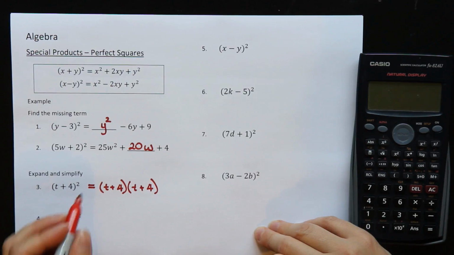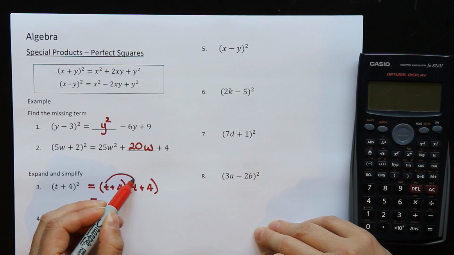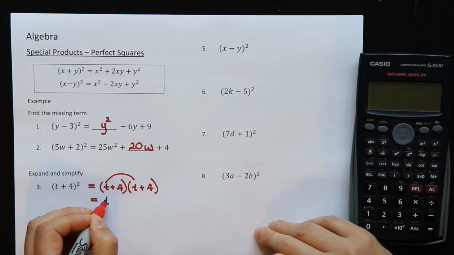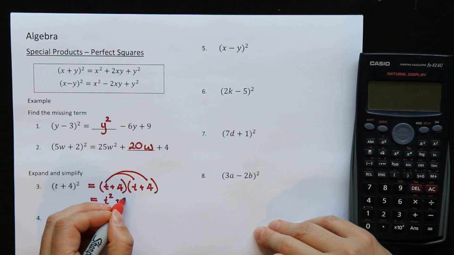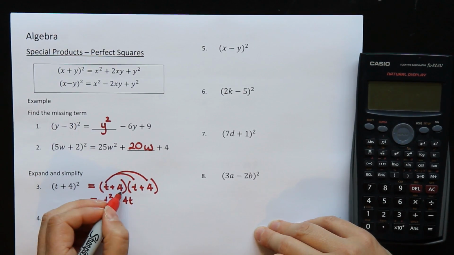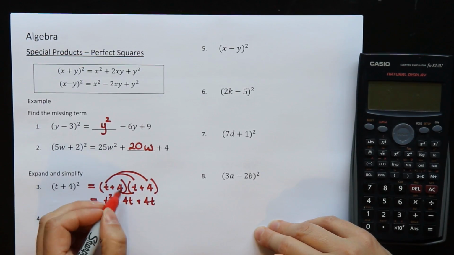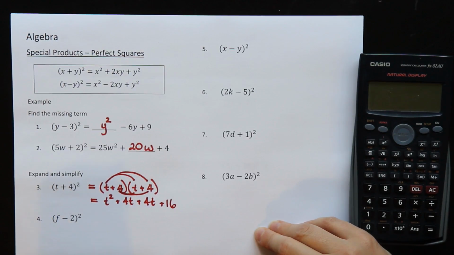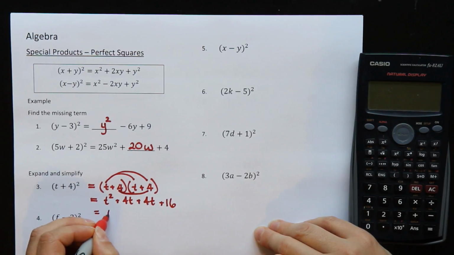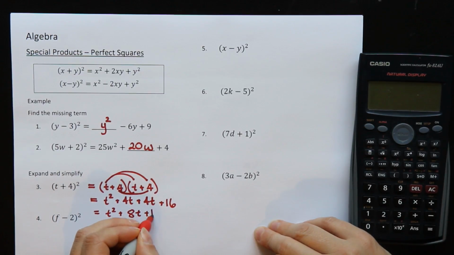And then we could expand that using first, which is the first things times together. T times t is t squared. Outside is t times 4, which is 4t. Inside, which is 4 times t. And last, 4 times 4 is 16. Okay, so that will become t squared plus 4t, and 4t makes 8t plus 16.